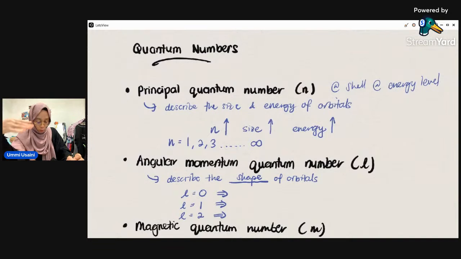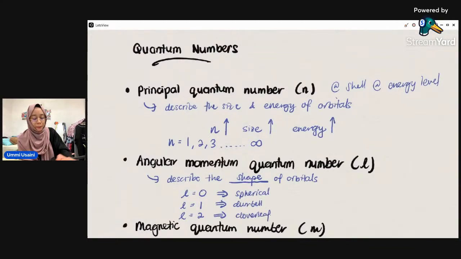0 apa, 1 apa, 2 apa? Dumbbell yang mana satu tu? Dumbbell, cloverleaf, but for which particular orbital? Spherical. Kalau 0, shape dia adalah spherical. Okay. Kalau number 1, dia dumbbell. Okay. Kalau 2 pula cloverleaf.